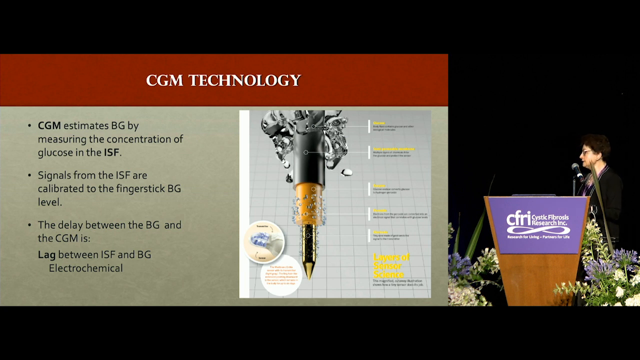So what is this? It's a little tiny sensor. It looks big, but it's actually a thin, couple-of-millimeters flexible platinum catheter that is inserted underneath the skin, very thin, pretty much like a hair follicle. It measures the glucose in the interstitial fluid, not in the blood. Glucose from the blood diffuses into the interstitial fluid, and there's a signal from that glucose.